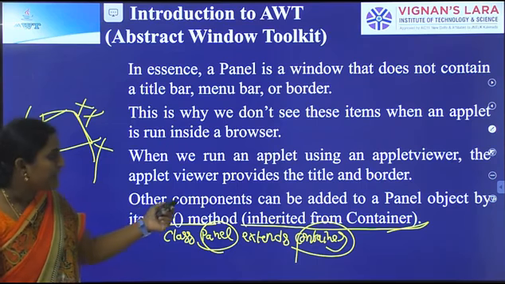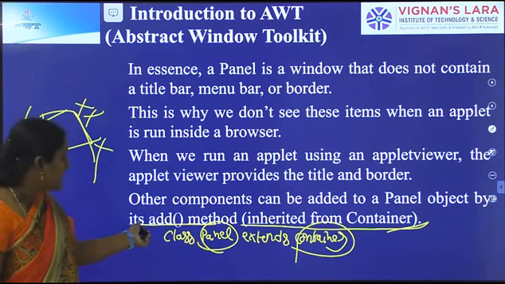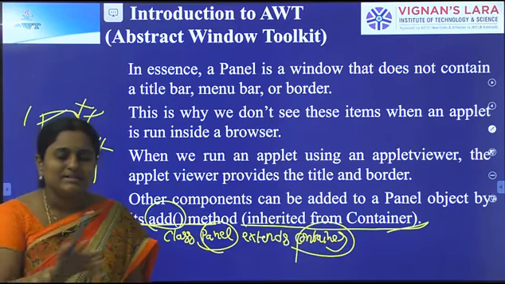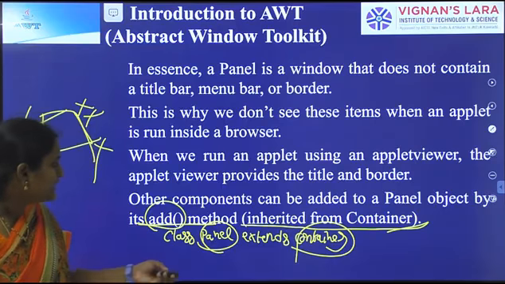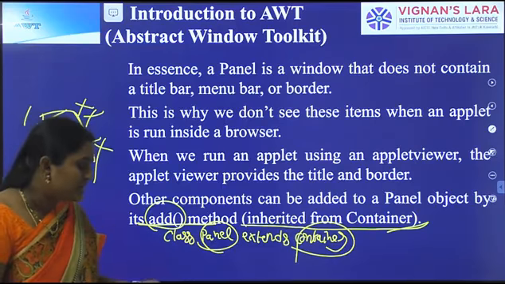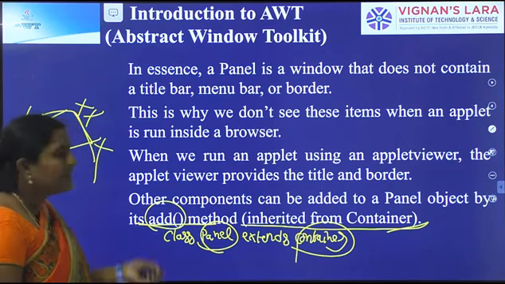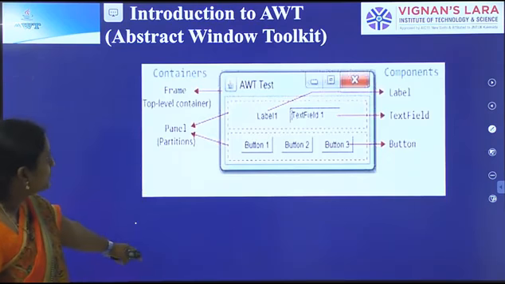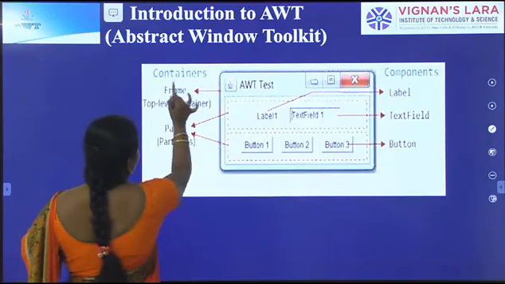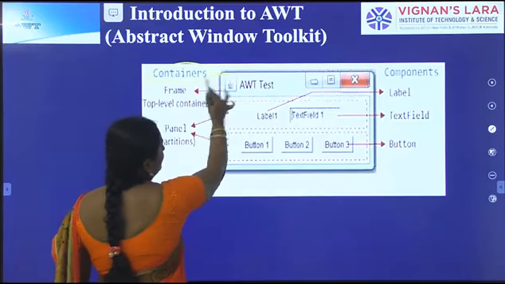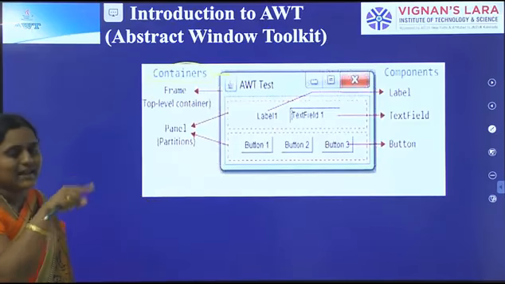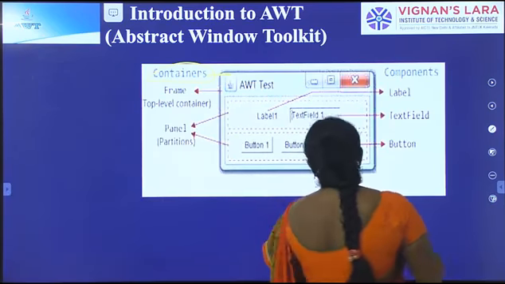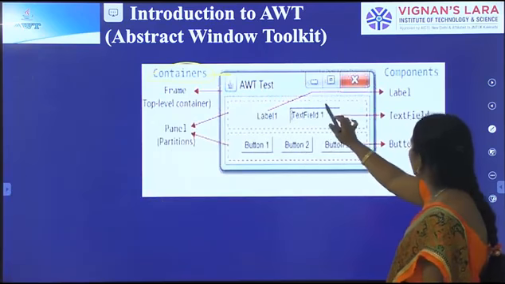Components can be added to a panel object by its add method. Add is a method to add other components to our panel object and window. It is inherited from Container because Panel is derived from the Container class. Now let us see this one. Here it is a container. Already I told you a container is like a screen where we can add components.